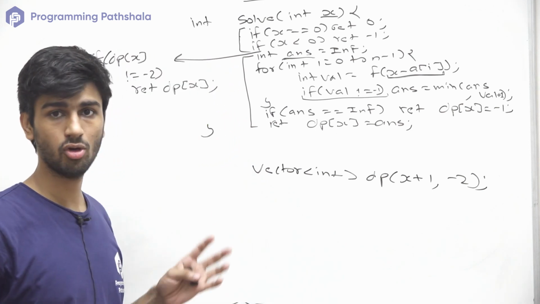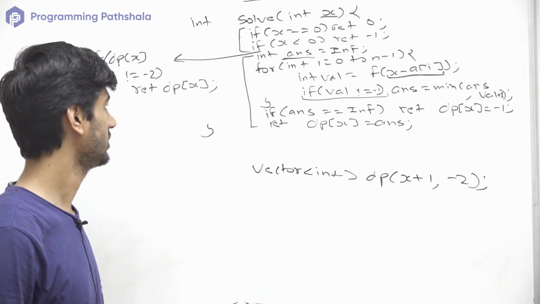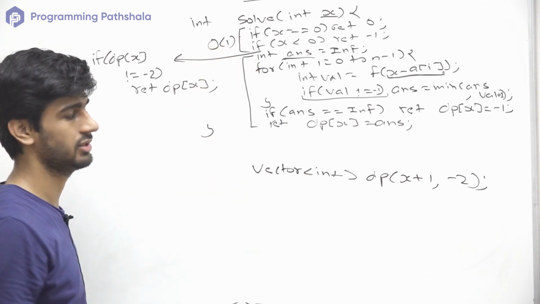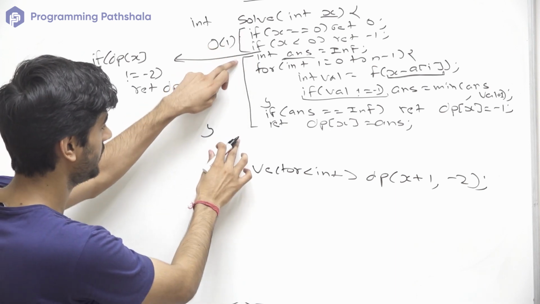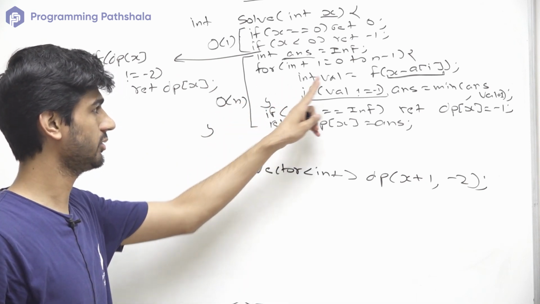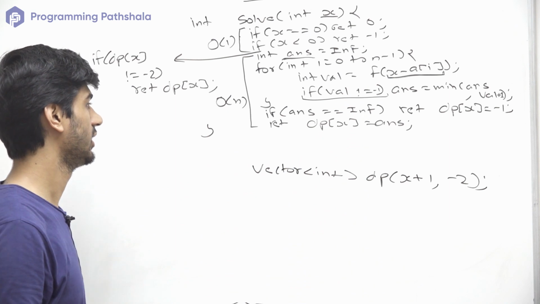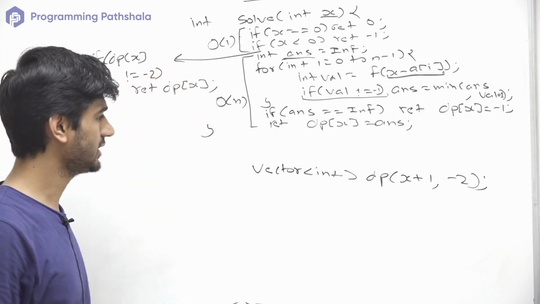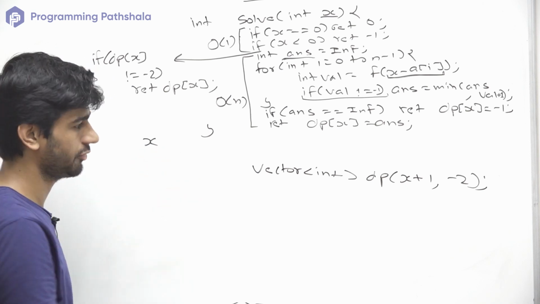Cool. Now we can talk about the time and space complexity for this solution. So we can say that these two if conditions will be of order of 1, right? And this part will have a time complexity of order of n, right? Because we are running a loop starting from 0 to n-1. Okay, cool. Now how many times will this part be executed? So we can say it will be executed at most x number of times.